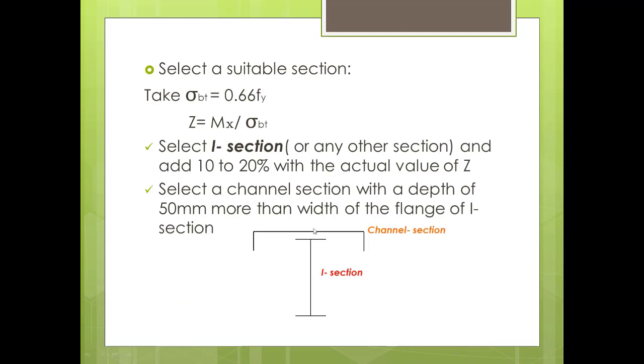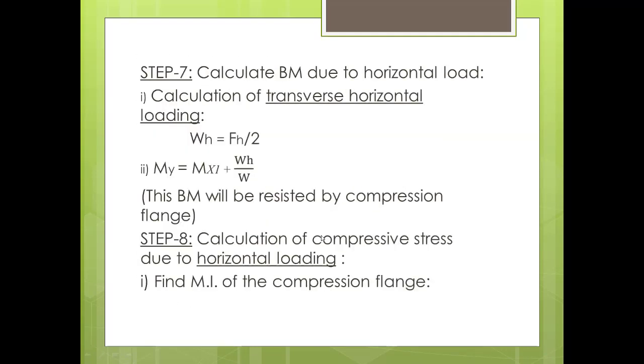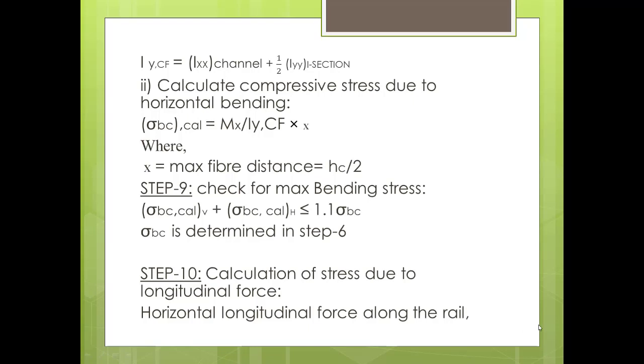Suppose this channel section. What is the height of the channel section? Small h. Now up till this part will be how much? Hc by 2. This total is Hc, height of channel section, and this is Hc by 2. So this is the maximum fiber distance, x equal to Hc by 2.